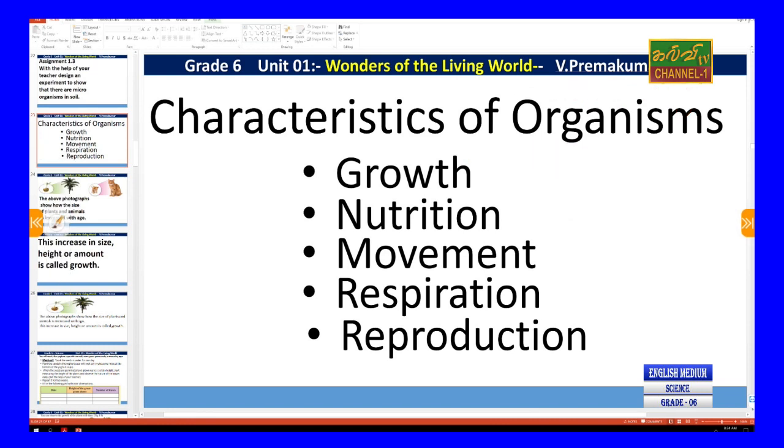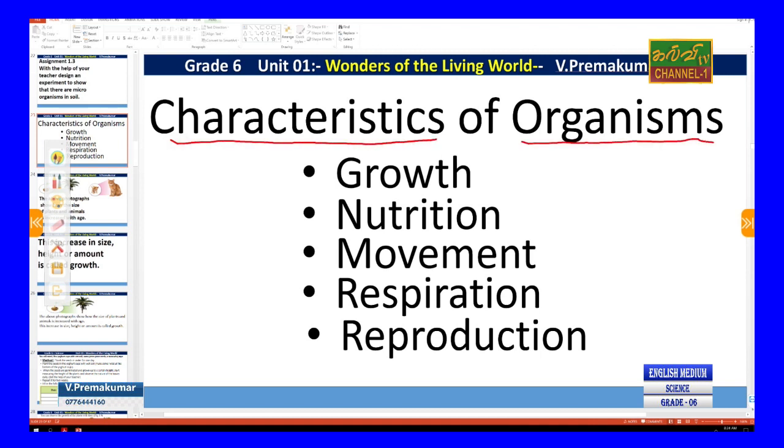Now, characteristics, features. What are the features? Features or characteristics are the same here. The characteristics of organisms: growth, nutrition, movement, respiration and reproduction. We will study growth first.